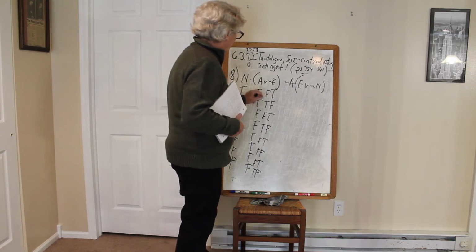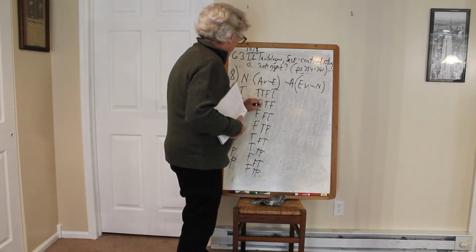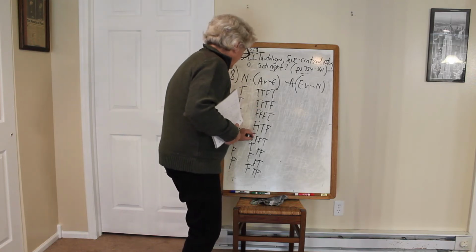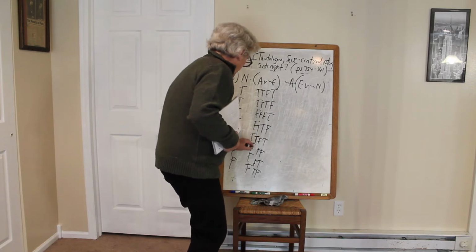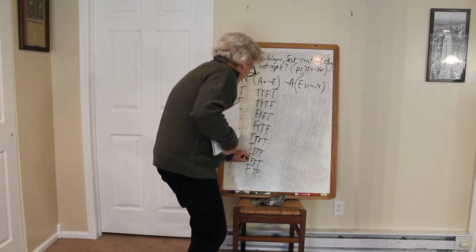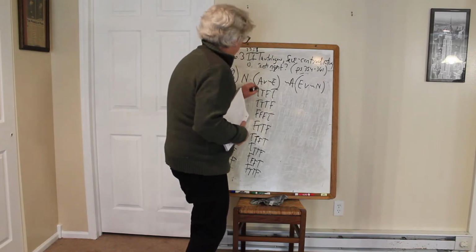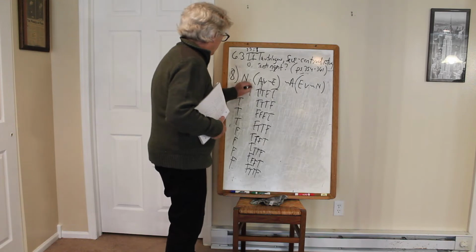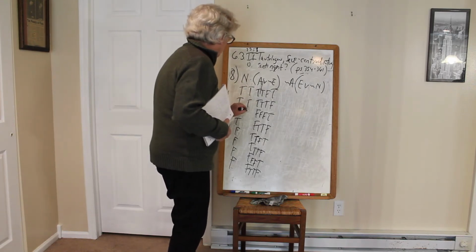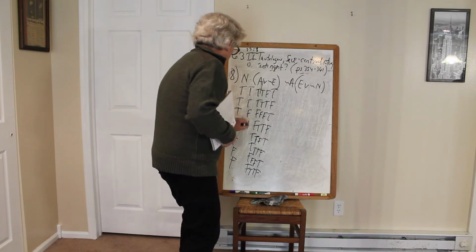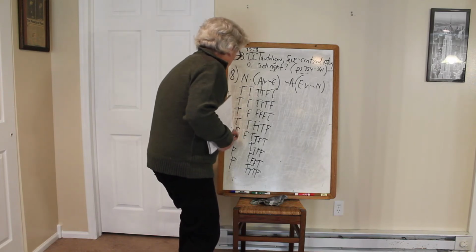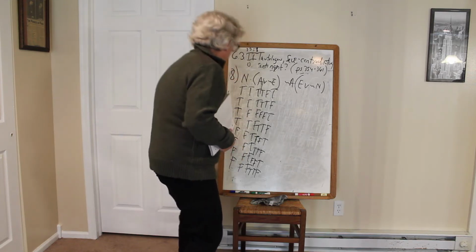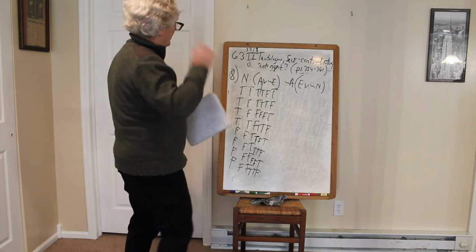A or not E: T or F is T, T or T is T, F or F is F, F or T is T, T or F is T, T or T is T, F or F is F, and F or T is T. And so I know that I'm going to be using that second row there. So T dot T is T, T dot T is T, T dot F is F, T dot T is T, F dot T is F, F dot T is F, F dot F is F, and F dot T is F again. So 6 out of 8, or 5 out of 8 in this case, were false.